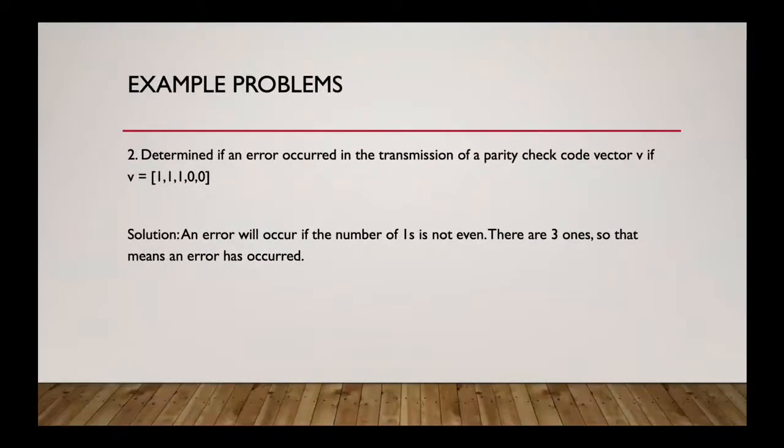Second problem. Determine if an error occurred in the transmission of a parity check code vector V if V equals 1, 1, 1, 0, 0. An error will occur if the number of 1s is not even, and there are 3 1s, so that means an error has occurred.